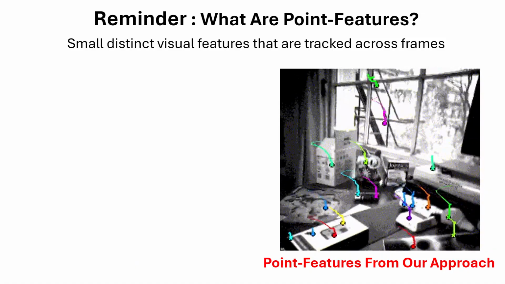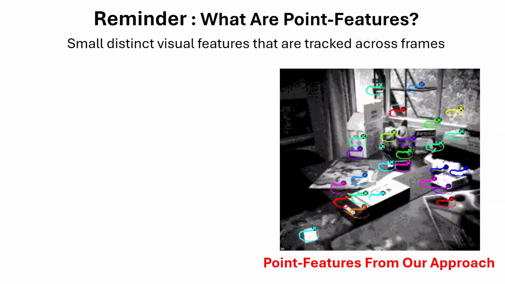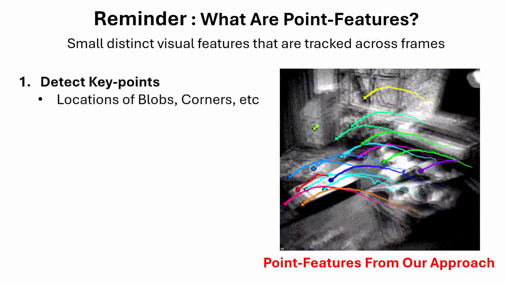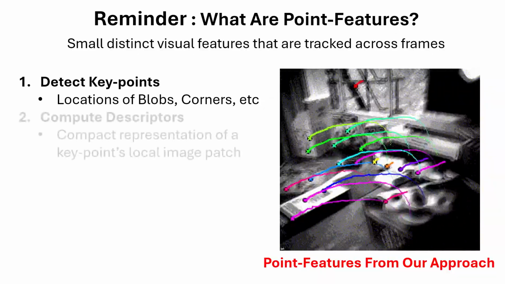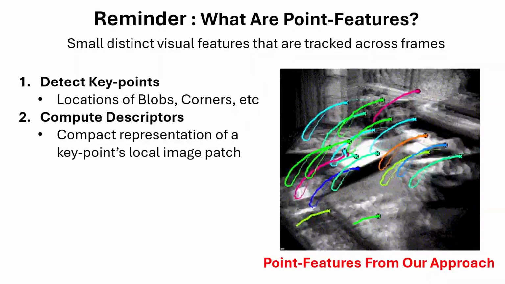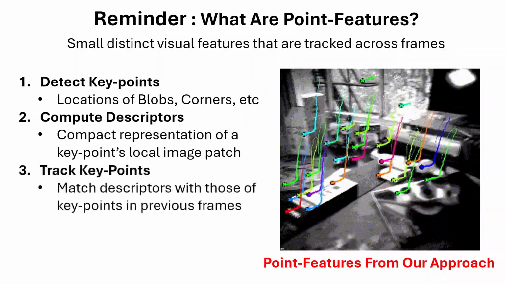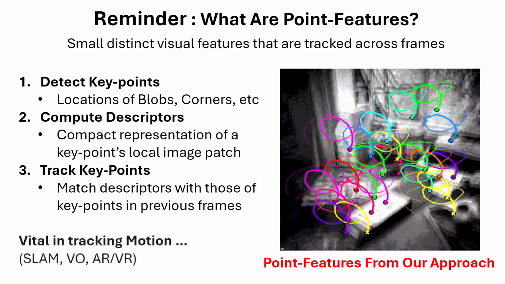So first, a quick reminder, what are point features? Well, point features are small, distinct visual features that are tracked across frames. In a traditional approach, we first detect key points by performing something like blob or corner detection. Then for each one of these key points, we build a descriptor, which is a compact representation of the point's local image. And then tracking is performed by matching the descriptors of these key points across frames.